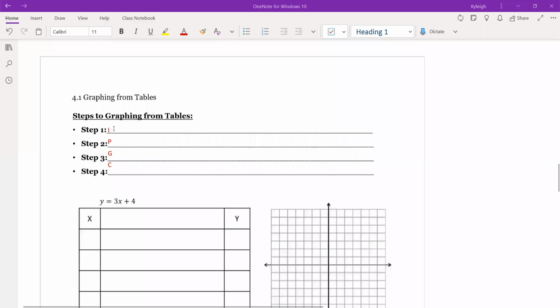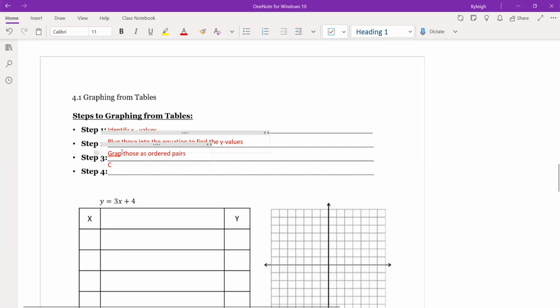Right, so let's first talk about the steps to graphing from tables. So the first thing is to identify your x values, aka what you want to plug in. Because once we have those x values, then we're going to plug those into the equation to find the y values. And once we have those, then we're going to graph them. They become an ordered pair. We're going to graph those as ordered pairs.